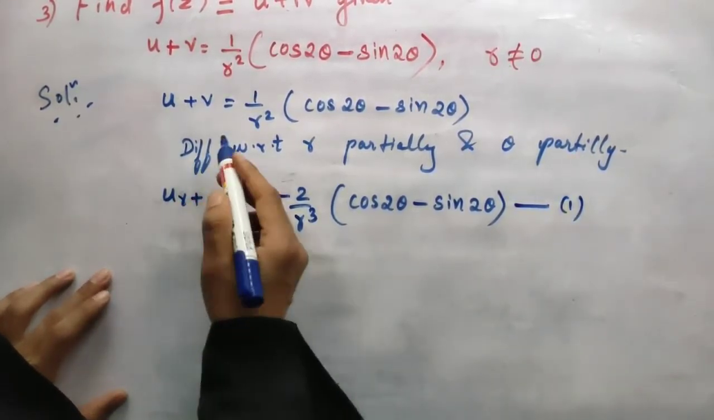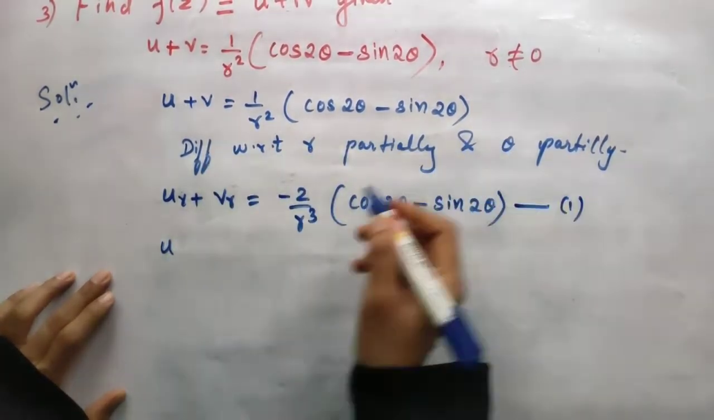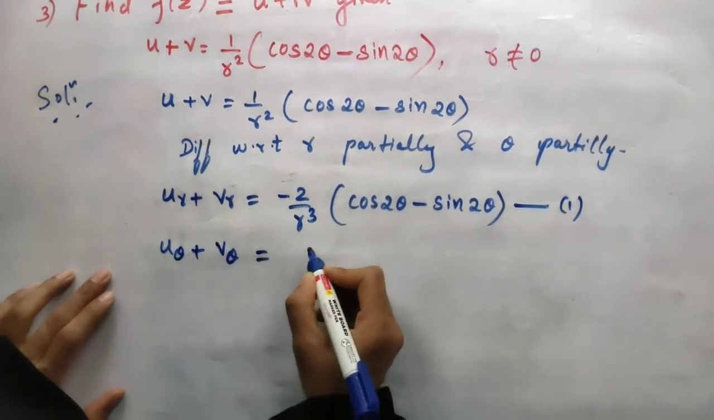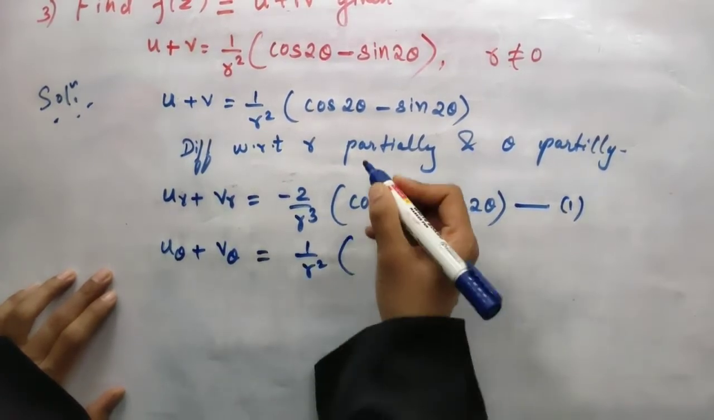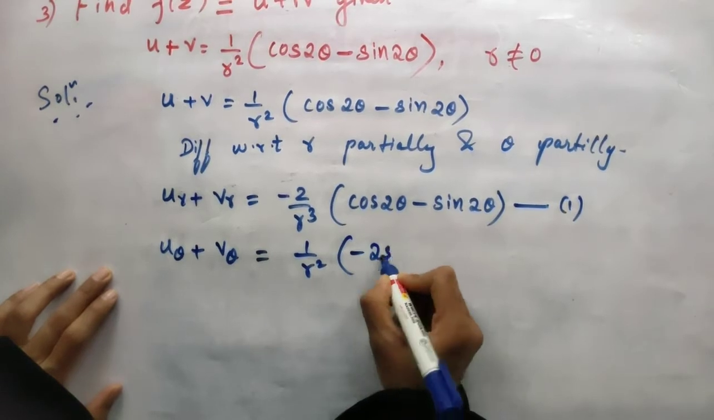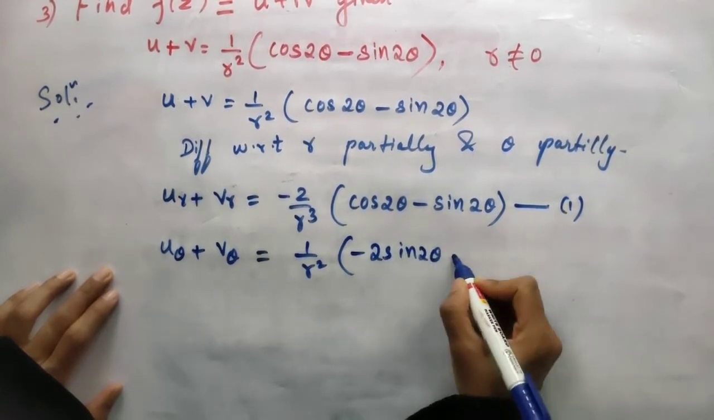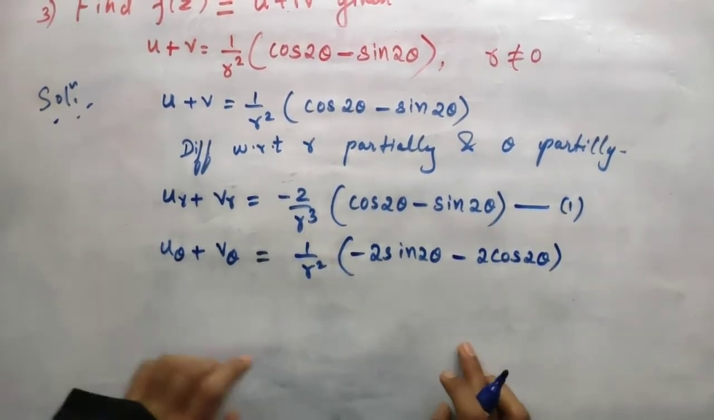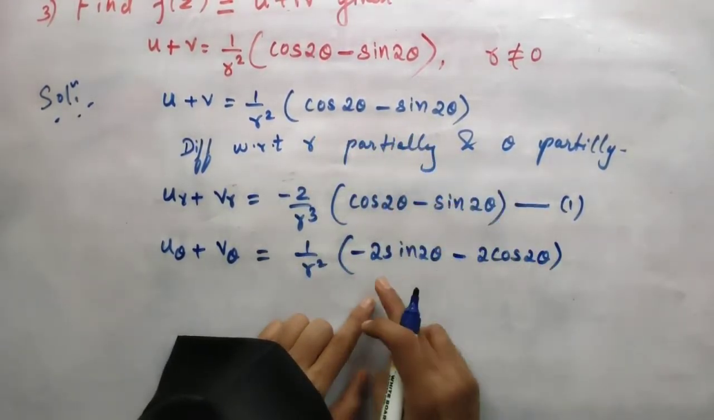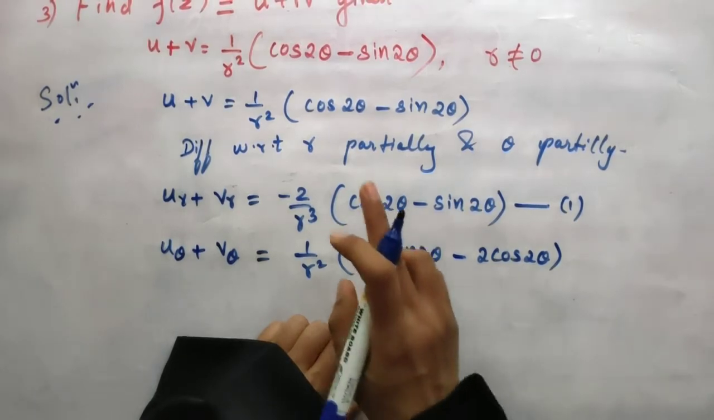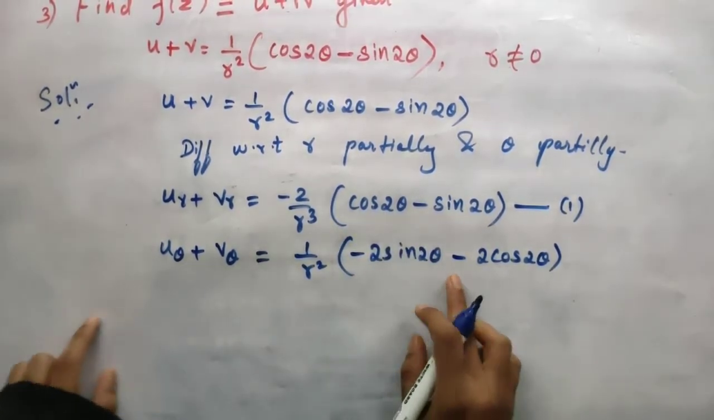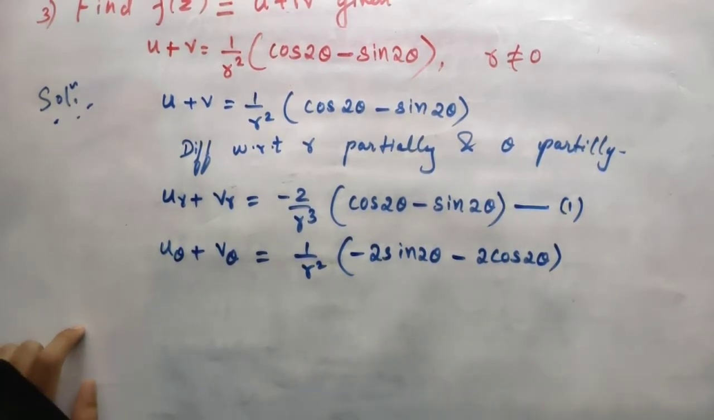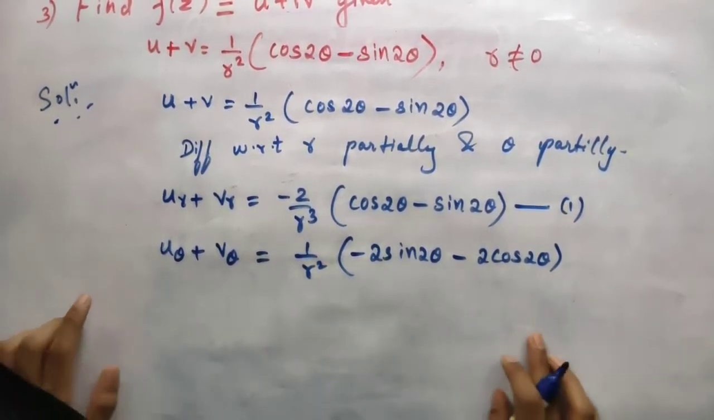Now differentiating the given equation with respect to theta, you will have something like this: 1 by r square as it is, derivative of the bracket term, minus 2 sine 2 theta, minus 2 cos 2 theta. Look at this, 1 by r square as it is, derivative of only the bracket term. Derivative of cos 2 theta is minus 2 sine 2 theta, minus sign as it is, derivative of sine 2 theta is 2 cos 2 theta. Very simple. Done.